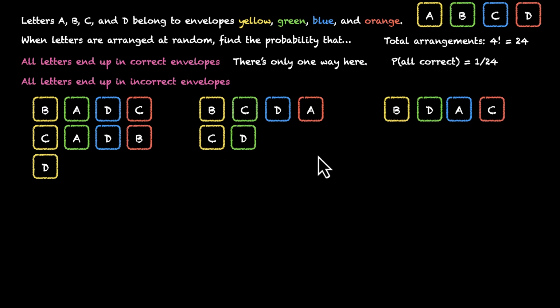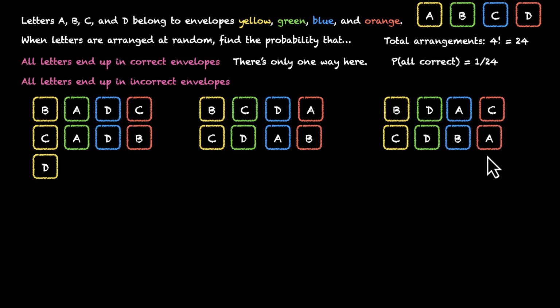C, D, A and B are left. Both of them could be in any of these places. We could have C, D, A, B or C, D, B, A. In both these cases, we have all 4 letters in incorrect envelopes. Finally, when we start with D, the next one can't be B. It could be A or it could be C. If it's A, we're left with C and B. Third one can't be C, so that's B.